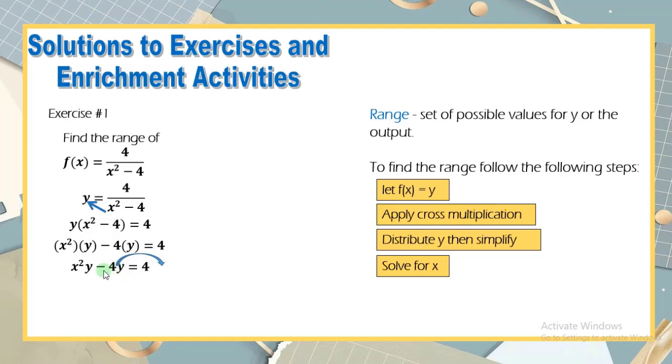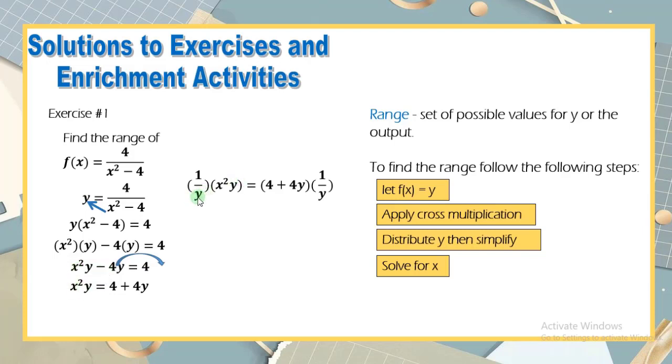So in here, negative 4y does not have x variables, so we transpose it to the other side. So with that, negative 4y becomes positive 4y. So simply copy x squared y and 4. Okay, next, since we are solving for x, we need to make this side of our equation into x only.